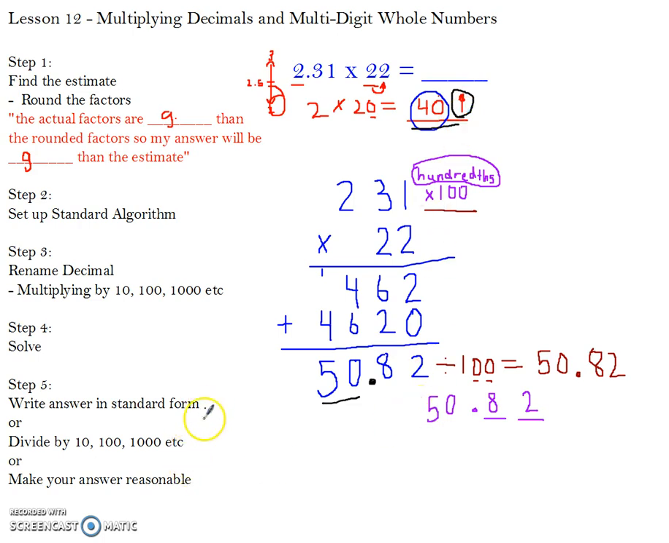So 3 different ways to find your answer in decimal form. Either writing it out in standard form, remembering how you renamed your decimal, multiplying or dividing by 10, 100, 1,000, or whatever place value your original decimal is in, or just checking the reasonableness.